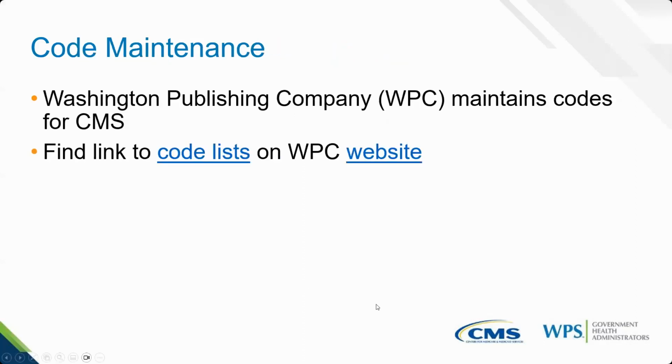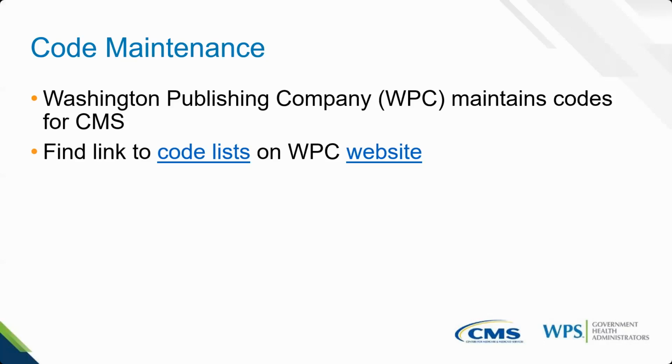You can find code lists on the Washington Publishing Company's website. I included a link here for you to that website. It is that company, the WPC, that maintains codes for CMS, and you can find a link to their code lists, those RARCs, CARCs, and group codes, for example, out on the Washington Publishing Company's website.